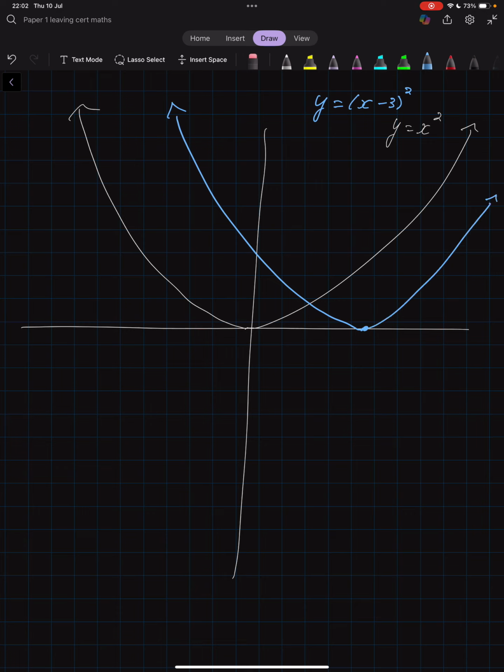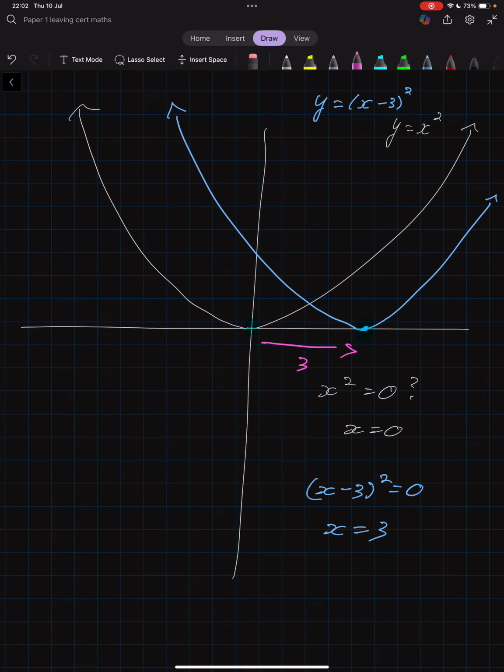The reason for this is that if you ask when is x squared equal to 0, the answer is when x equals 0. But if I asked you when is (x minus 3) squared equal to 0, the answer is x equals 3. So the zero point has been moved over here. This has just been dragged to the right by 3 units.